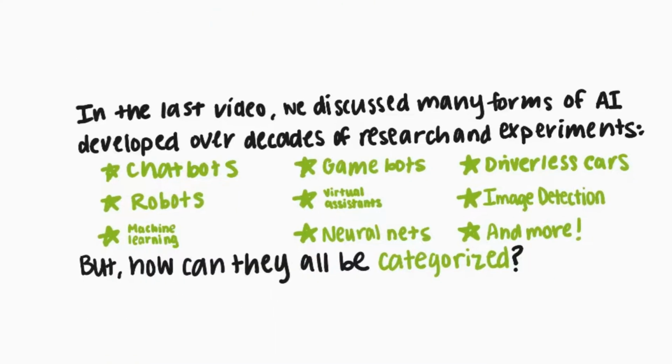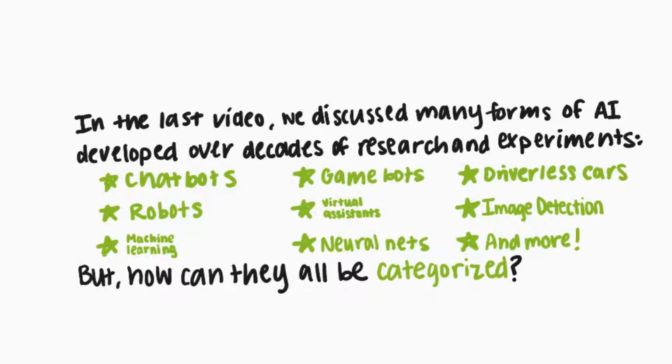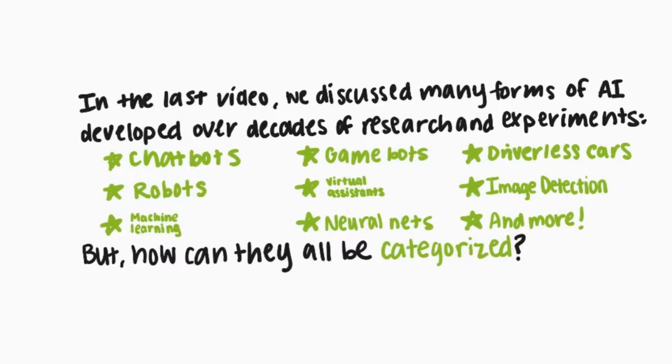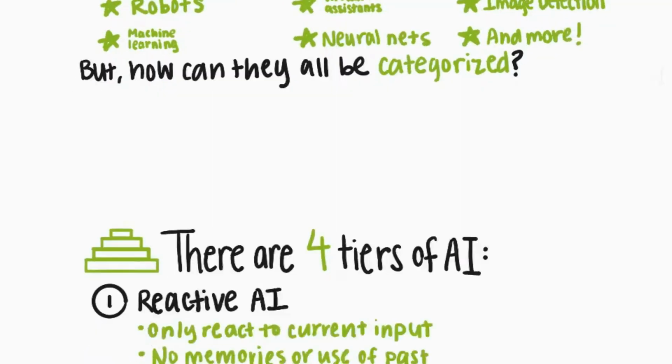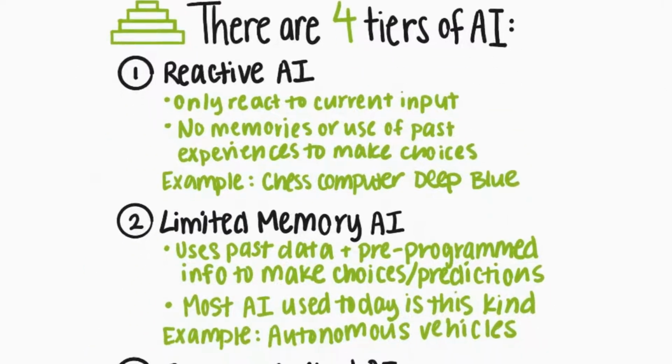Now in the last video we discussed many forms of AI, developed over decades of research and experiments. We have chatbots, game bots, driverless cars, robots, virtual assistants, image detection, machine learning, neural networks, and more. But they're pretty different in how complicated they are, their structure, their function, and the task that they are designed to perform. So how can they all be categorized? Well, there are 4 tiers of AI.